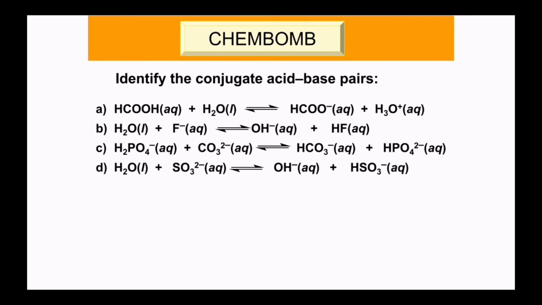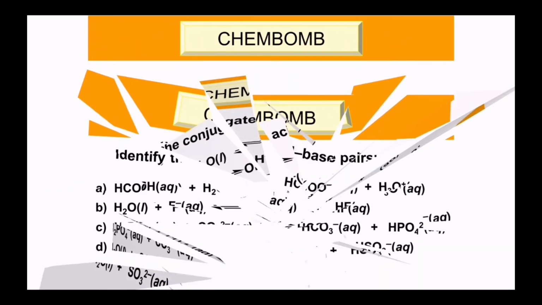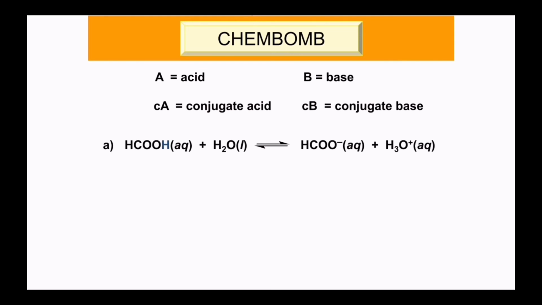Practice makes perfect. So here are a few questions for you to try. From question A to D, you need to identify the conjugate acid-base pairs for this equation. Are you ready? So let's do this together. When answering this question, I'm going to use abbreviations so that it's easier to see. A is acid, CA stands for conjugate acid, B stands for base, and CB stands for conjugate base. So let's see question A.